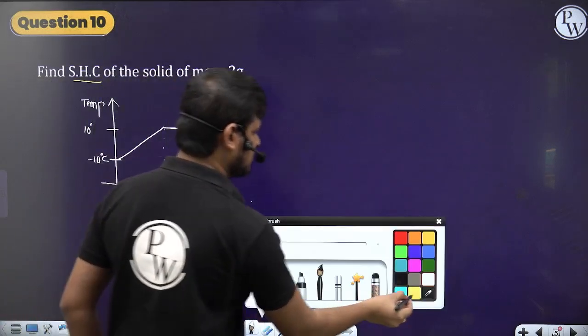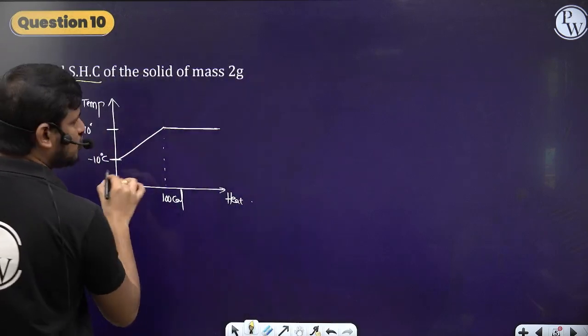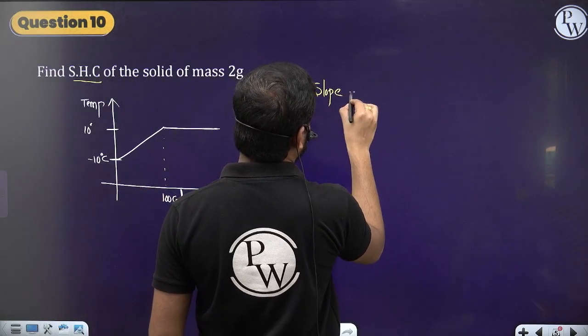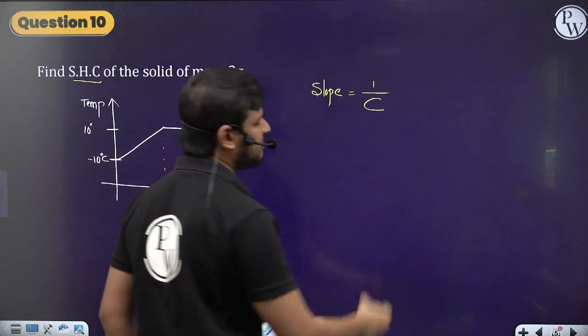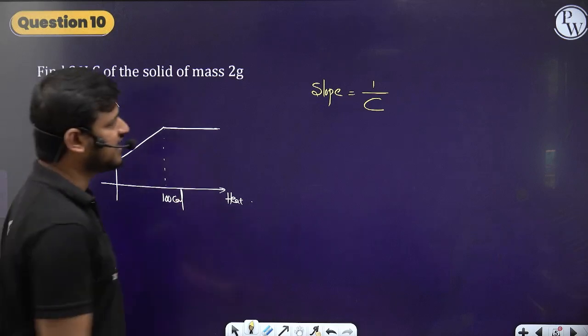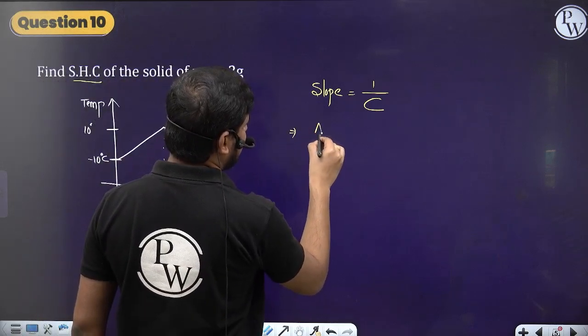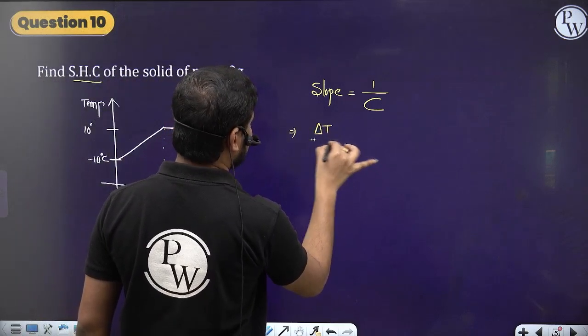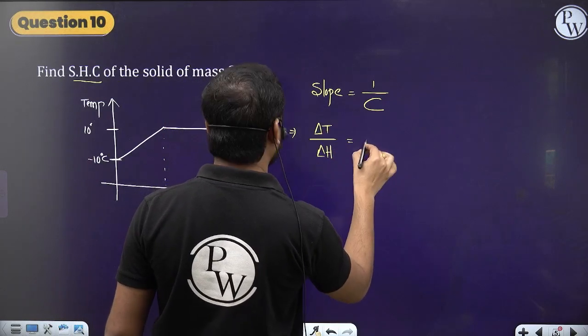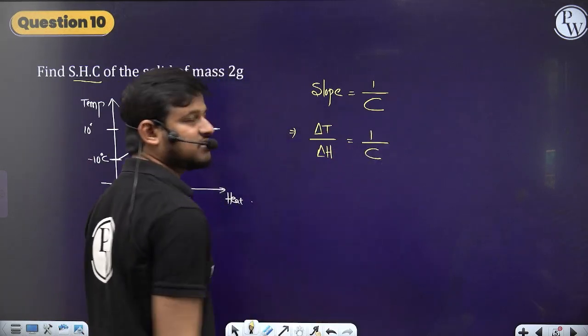Simple question. See, we know that the slope is equal to 1 by the thermal capacity, capital C. What is the slope here? The change in y by the change in x. What is the change in y? Delta T, and the change in x is the heat transfer, which is equal to 1 by C, the thermal capacity.